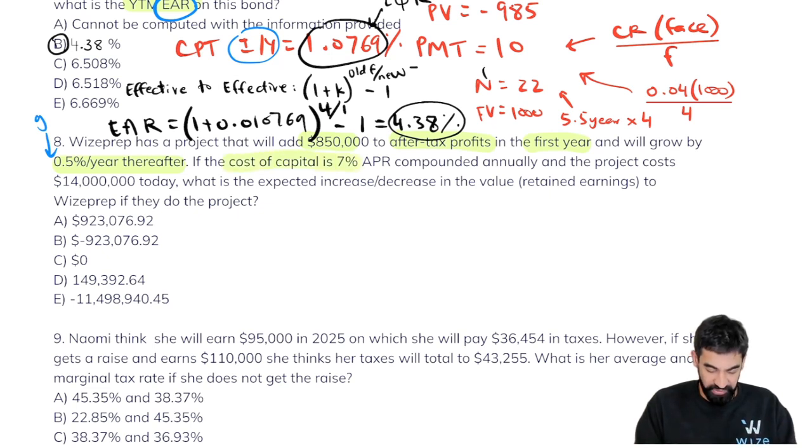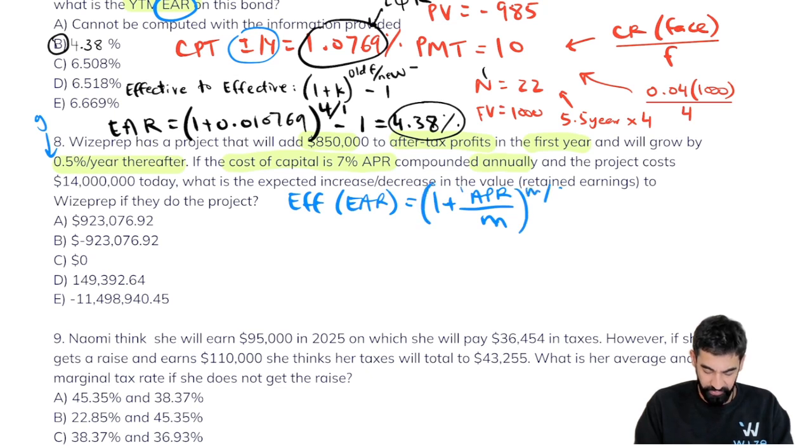If the cost of capital is 7% APR compounded annually, that means if it's compounded annually, that's your APR and that's also your effective rate. Because remember, the effective annual rate is 1 plus the APR over M, to the power of M over F, minus 1. M is the compounding, F is the payment. So in this case, if you do 1 plus 7%, that's 0.07, over M, if it's compounded annually, M is 1. And you're assuming the payments are also once a year.